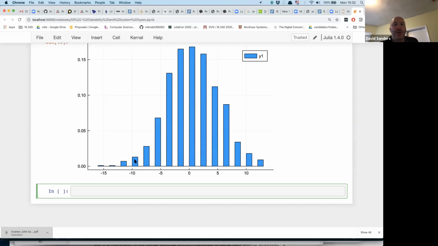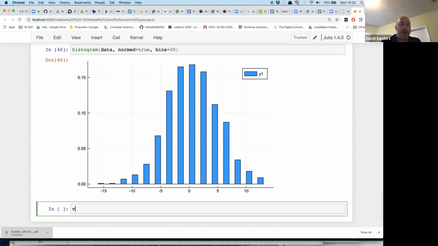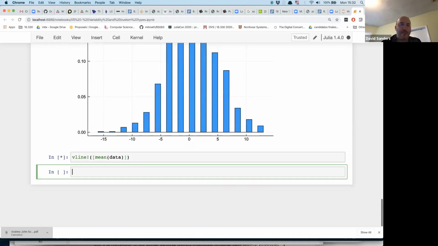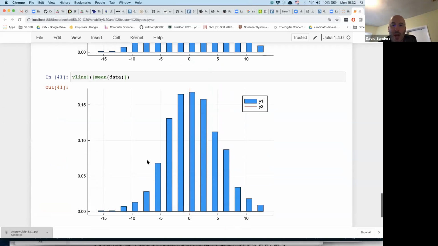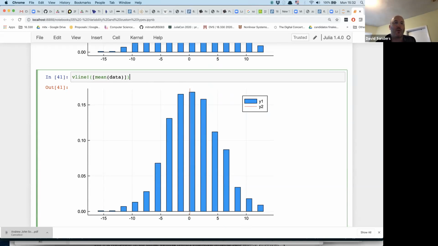There it is. So now I could put the mean on with this vline. So just the mean of the data inside these square brackets. I told you that you need a vector for vline. Some people are having trouble with vline in the homework. I really don't know why, so I don't know what the solution is.